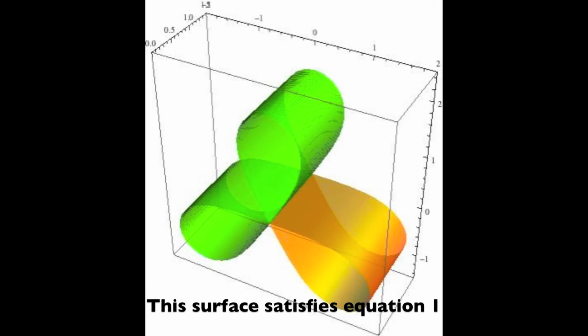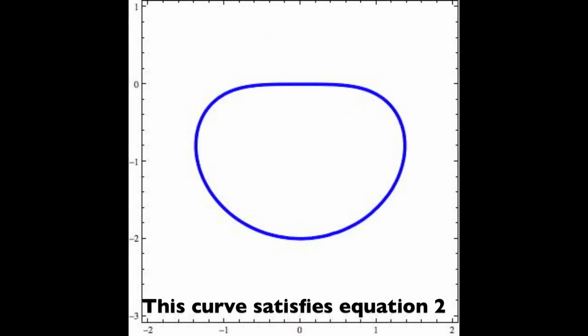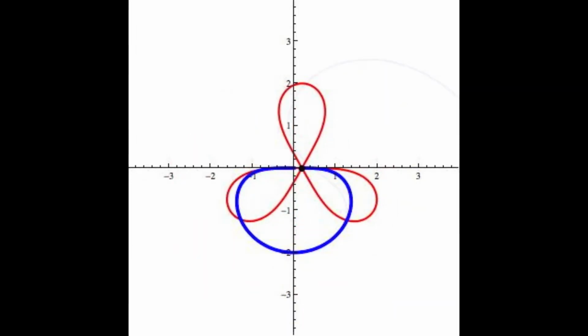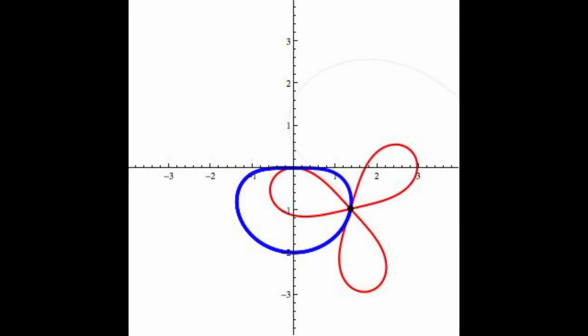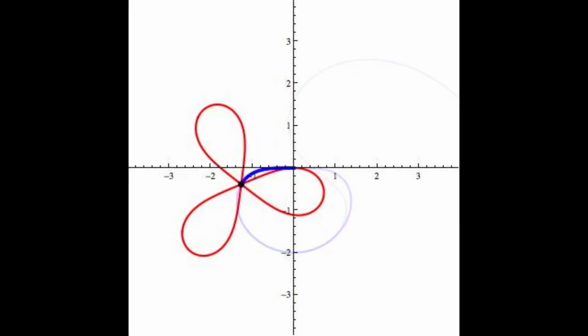Here is another example that shows our interpretation of cylindrical rotating drops. These images show how the center of a cylindrical rotating drop generates a curve that satisfies the equation 2.